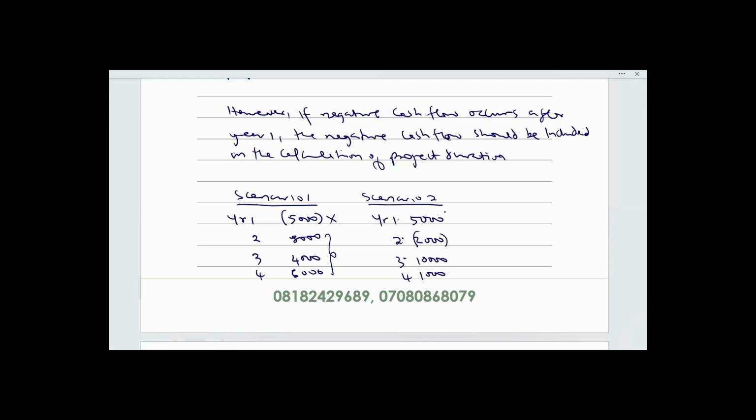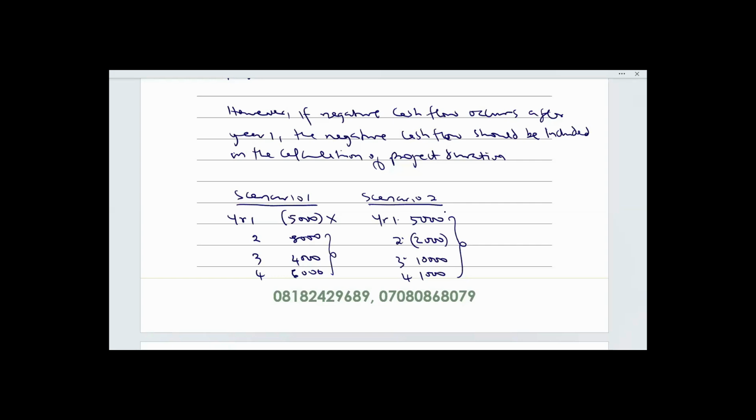because the negative cash flow occurs only in year 2, you are going to include all of this in the calculation of project duration. It is only when the first year cash flow is negative that you are going to ignore that negative cash flow. So if negative cash flow occurs after positive cash flow, after year 1 cash flow, then of course the negative cash flow should be included.